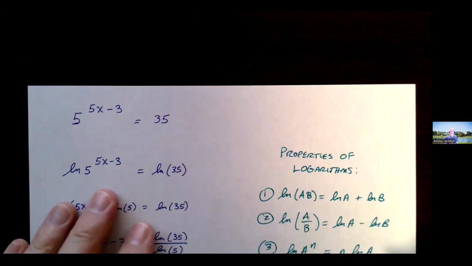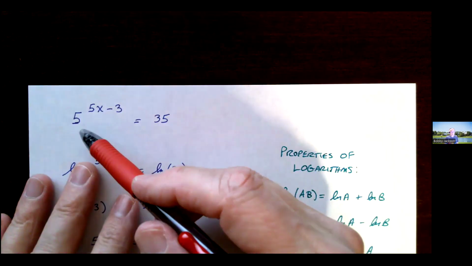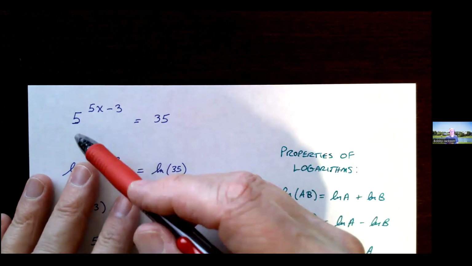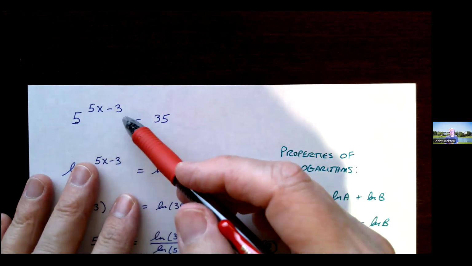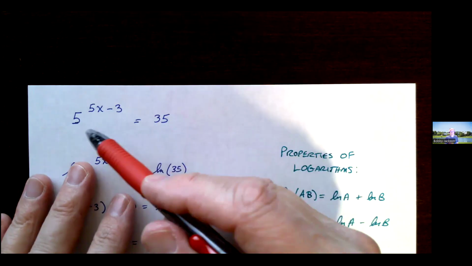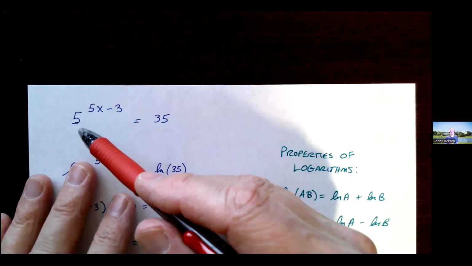All right, let's take a look at this one. Again, the numbers for your problem might be slightly different. We're looking at solving and giving the exact solution to this exponential equation, 5 to the 5x minus 3 equals 35. So the way I'm going to proceed with this is I'm going to use the natural logarithm.